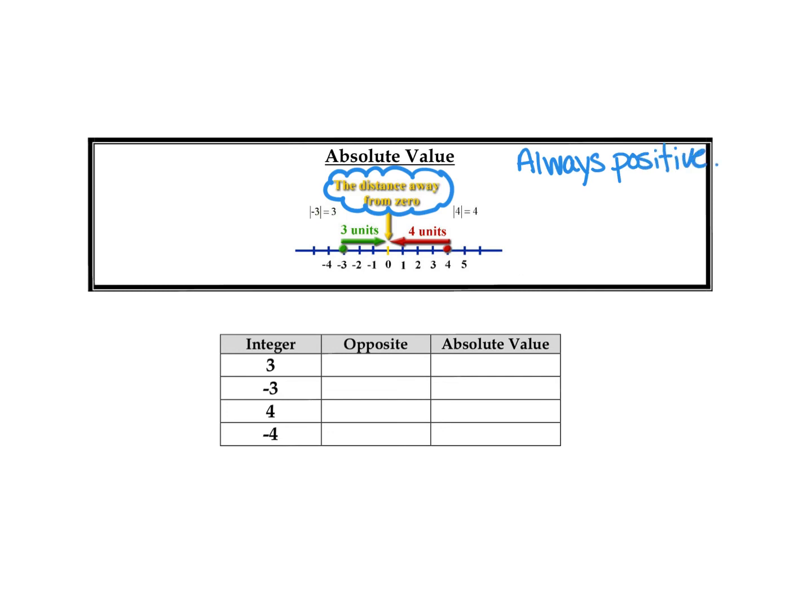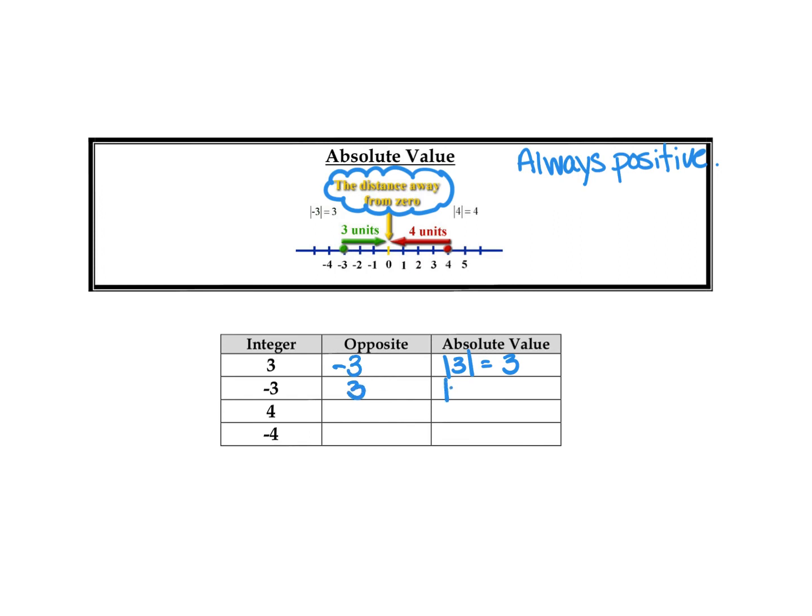All right, so let's go ahead and take a look at the opposites and the absolute value. So when we're talking about the opposite, the opposite of positive is negative. So the opposite of positive 3 is going to be negative 3. And the absolute value of 3, the distance away from 0, is going to be 3. The opposite of negative 3 is positive 3.